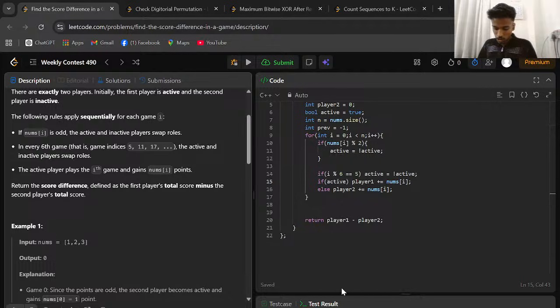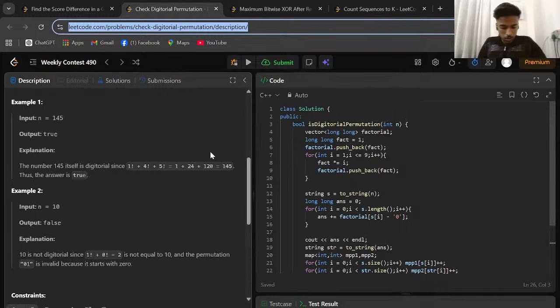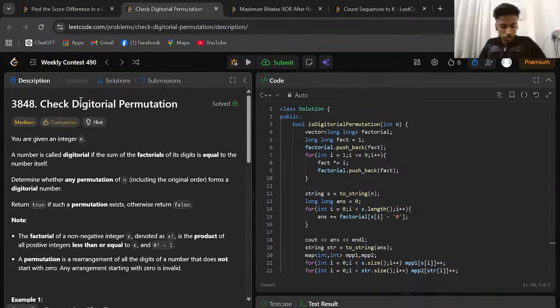And finally, this was an easy question. I don't know why it is tagged medium. Okay, so let's come to the second question.